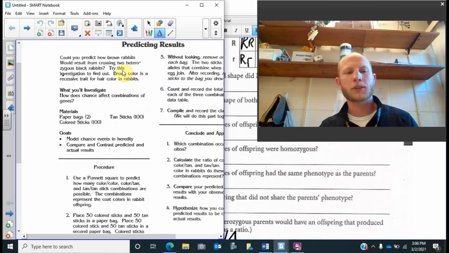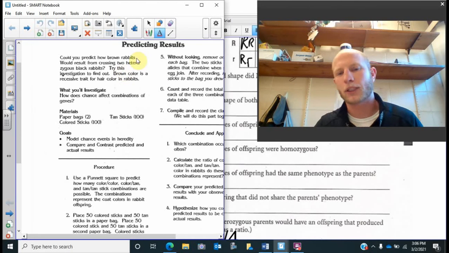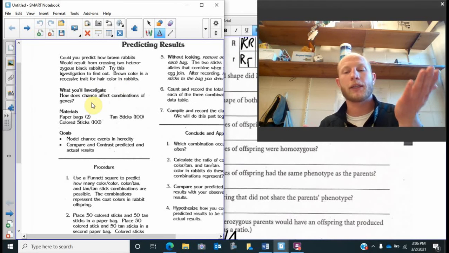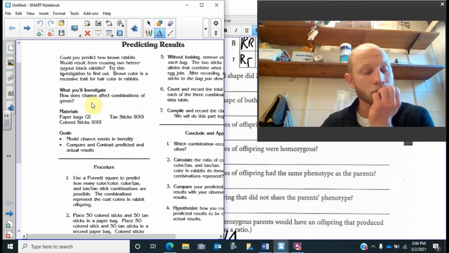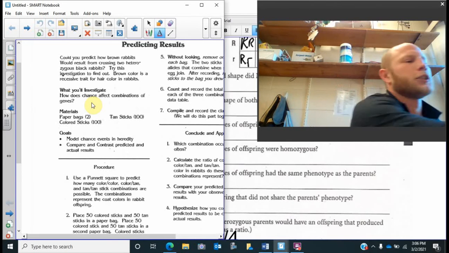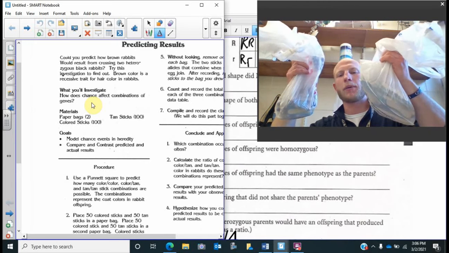So could you predict how brown rabbits would result from crossing 2 heterozygous black rabbits? So heterozygous means different, right? You can see it right here. This is a heterozygous guy, big R, little r. So heterozygous means one allele is going to be a capital letter, and the other allele in that individual will be the lowercase, right? And so we have 2 bags. Here's one bag, and here's my other bag. So each bag represents a parent.